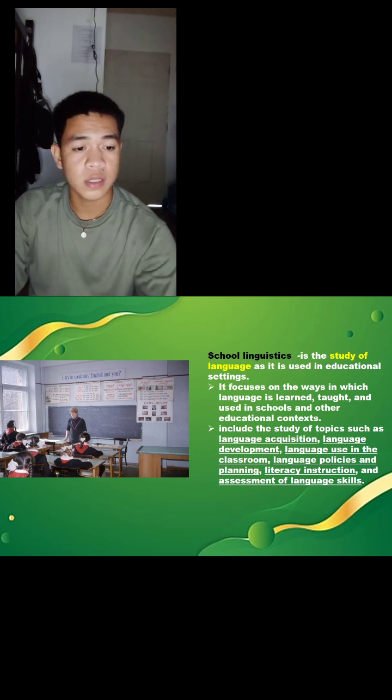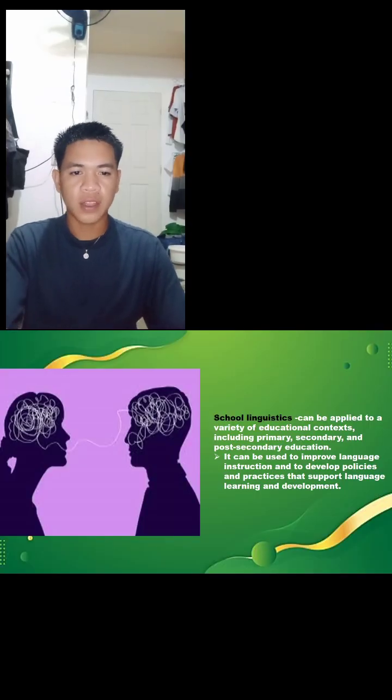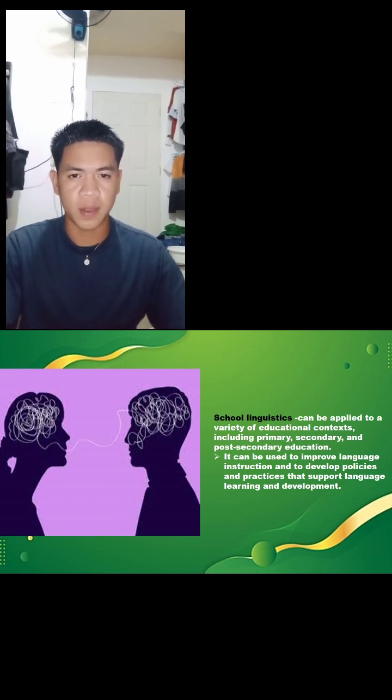This can include the study of topics such as language acquisition, language use in the classroom, language policies and planning, literacy instruction, and assessment of language skills. School linguistics can be applied to a variety of educational contexts, including primary, secondary, and post-secondary education. It can be used to improve language instruction and to develop policies and practices that support learning and development.